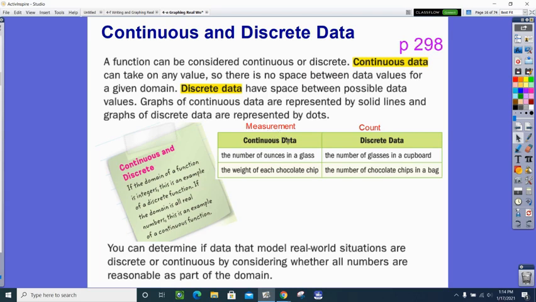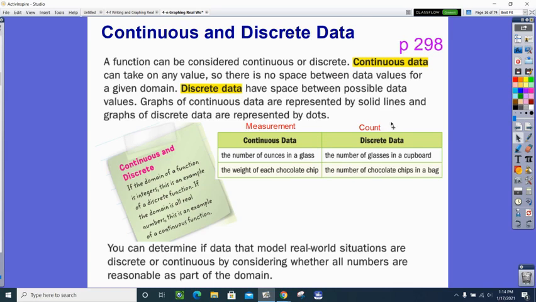So then what is discrete? It's a count. So, the number of ounces in a glass would be continuous because as you fill up that glass, you go through all the levels. But the number of glasses in the cupboard, it goes from 1 and then it jumps to 2. The weight of each chocolate chip in a bag would be a measurement, continuous. But the number of chocolate chips, you would go from 1 to 2 to 3 to 4.